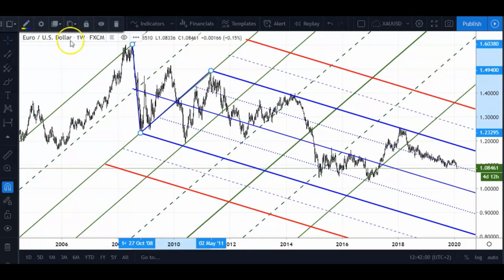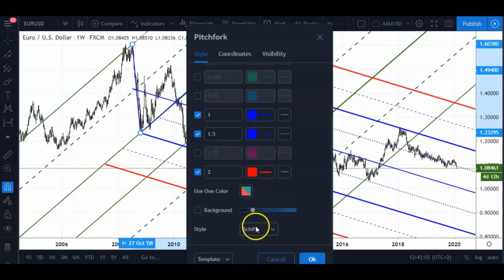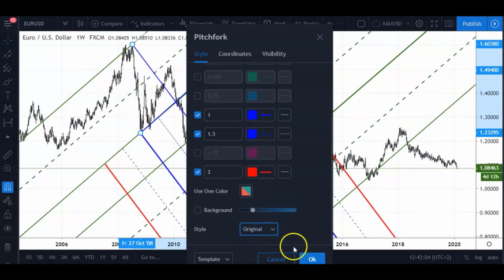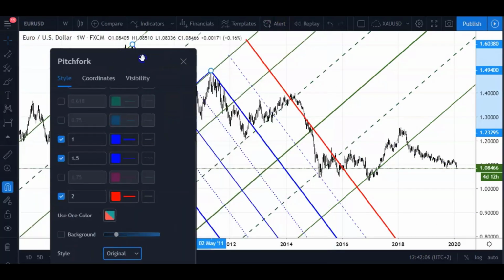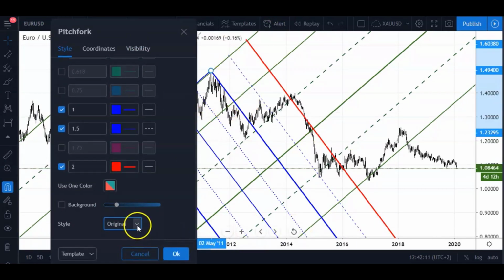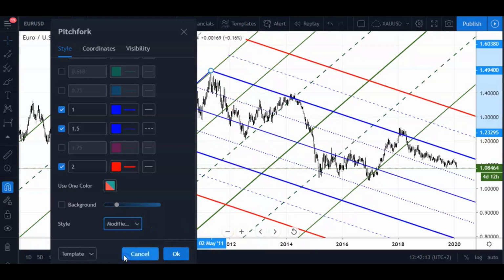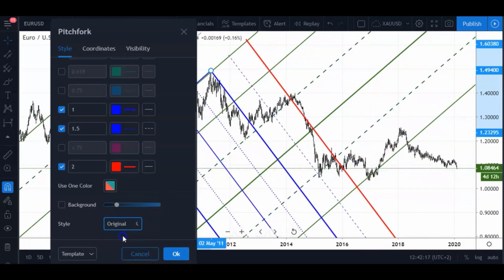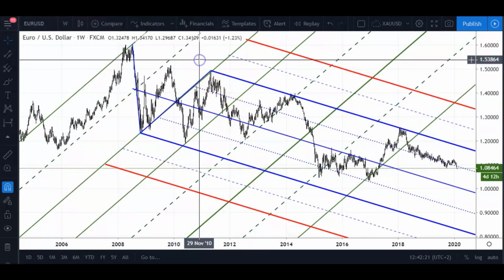Why do I do that? Because I can clearly see that if I would change to, for example, an original pitchfork, that it does not contain price very well at all. The slope is just too steep. So what about a modified shift pitchfork? Again, it works pretty well, but in this case, what about we use just the shift pitchfork, which was that first setting I had? And that clearly defines price action the best.